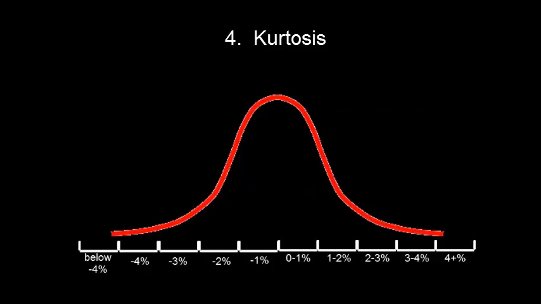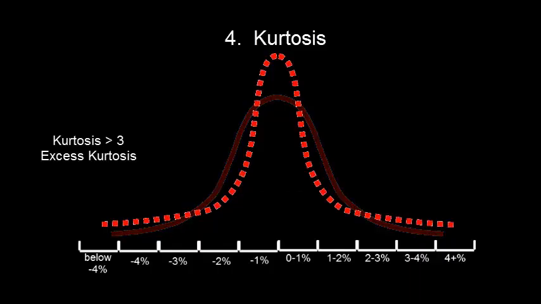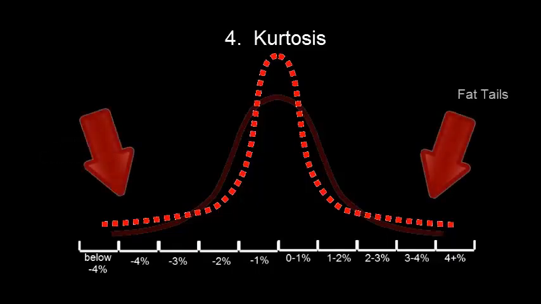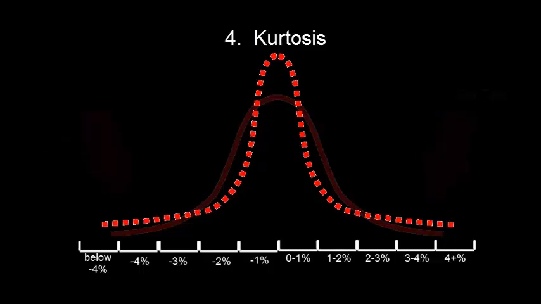The main point to understand is that kurtosis values above 3 are considered high. In statistics, this is called excess kurtosis. In financial terms, excess kurtosis indicates fat tails and a higher potential for extreme returns, either positive or negative.